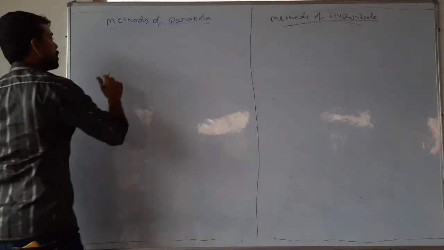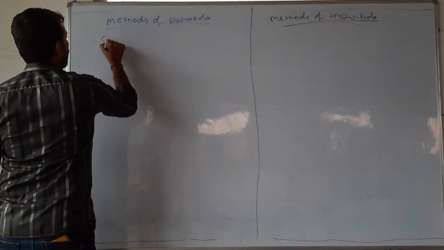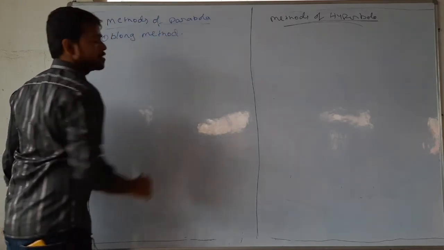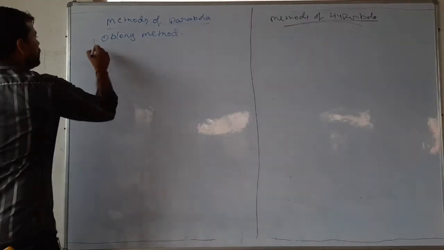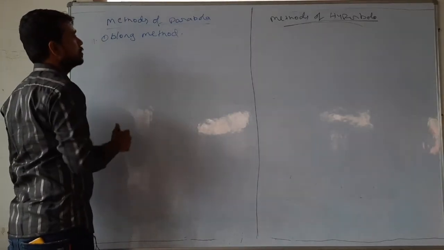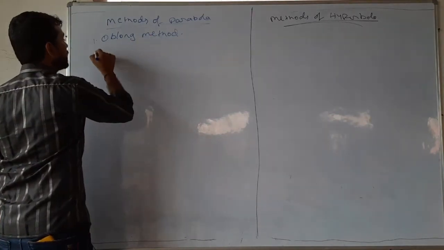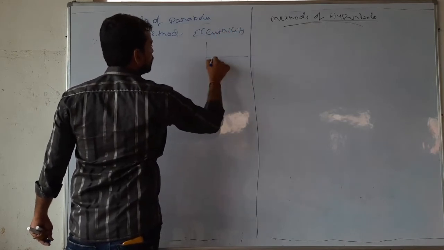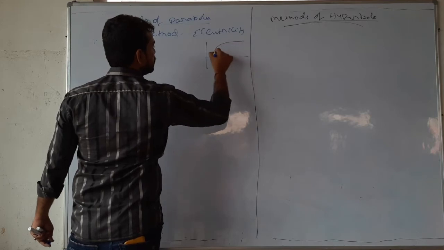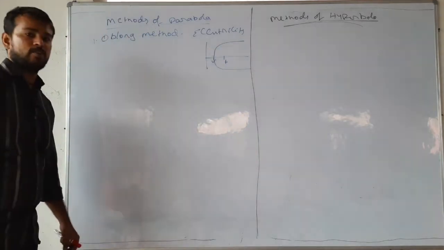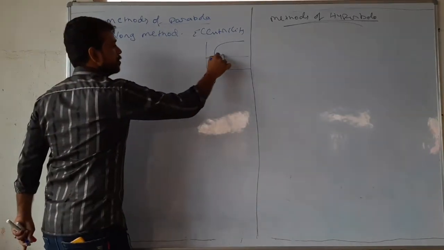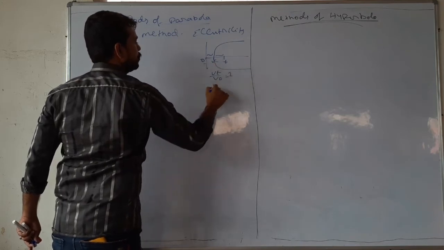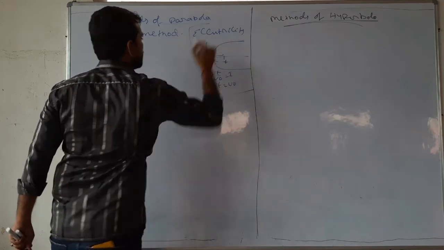In the methods of parabola we have different types. One is the oblong method. Of course, in the parabola the eccentricity method is also there, and this is common. V and F will be there, and this is how the parabola goes. Here VF by VO is equal to 1, because VF is equal to VO for a parabola in the eccentricity method.